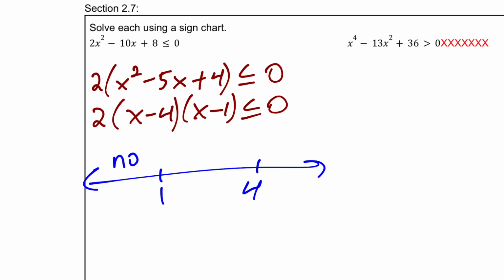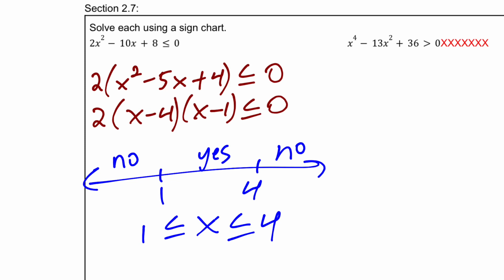And in this interval, it's not. In this interval, it is. And in this interval, it's not. We can write that expression as 1 is less than or equal to x is less than or equal to 4. Either method works. Graphing it or plugging in any number within those intervals.